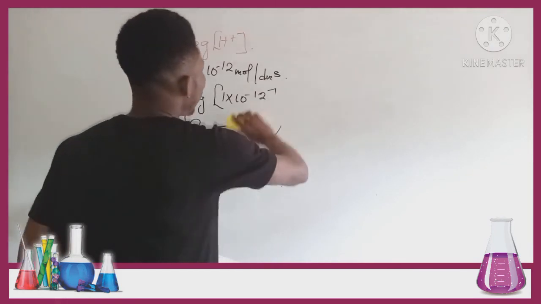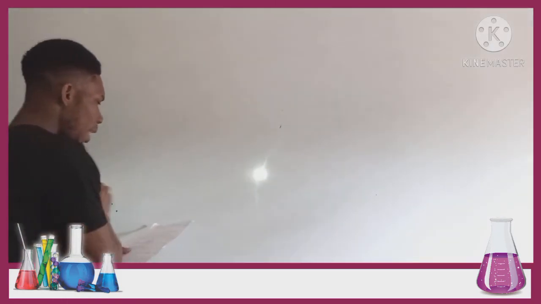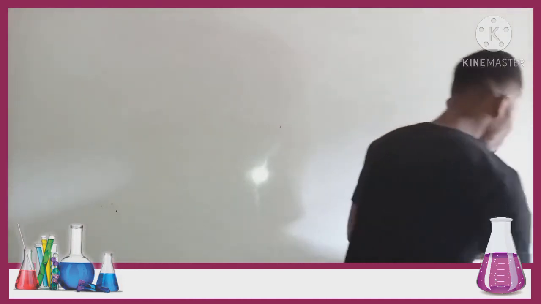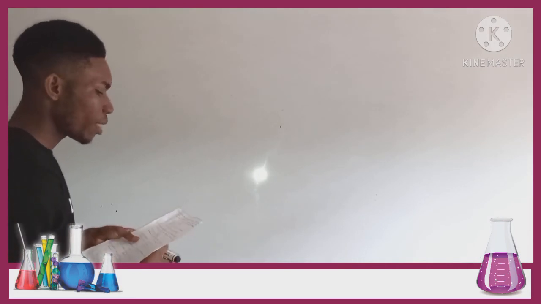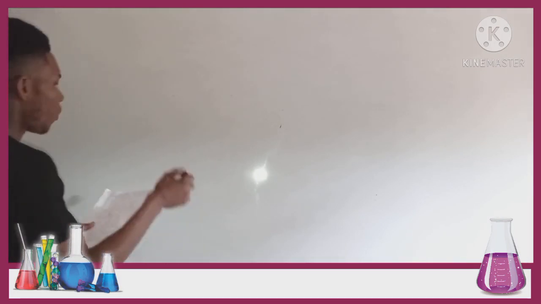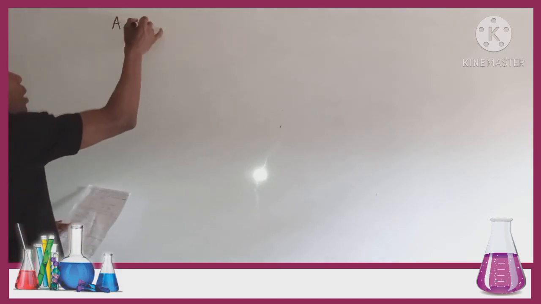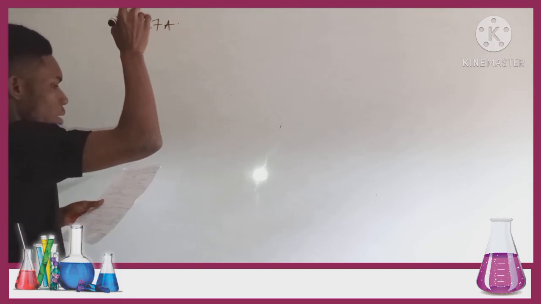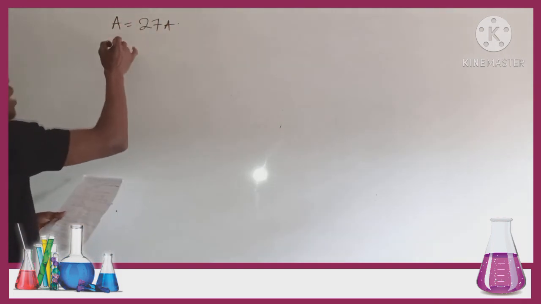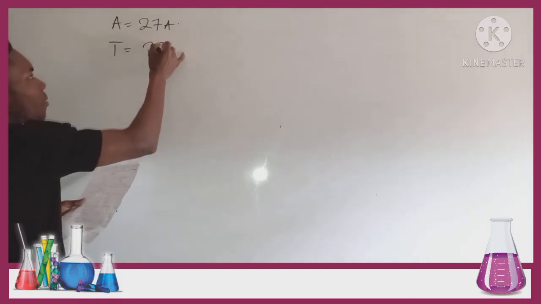Now, another question on electrolysis. The question says, calculate the quantity of electricity in coulomb used when a current of 27 ampere is passed through a solution of silver salt for 25 minutes. Our current is 27 ampere, and our time is 25 minutes.